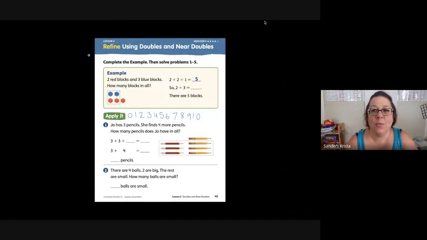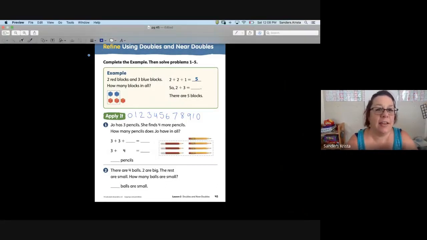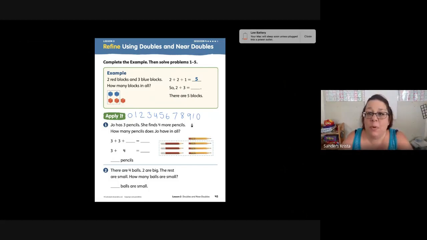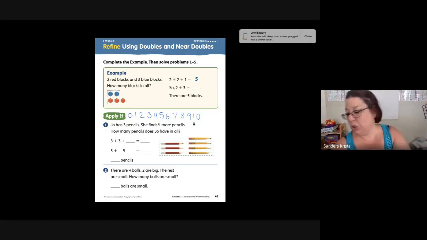Hi everyone, we are looking at adding doubles and near doubles. Remember, when we are adding doubles, we are adding the same number 2 times.